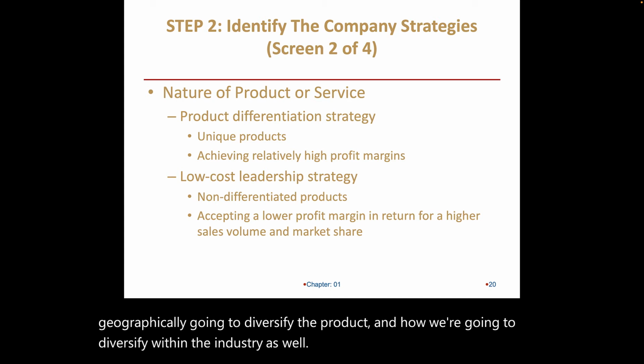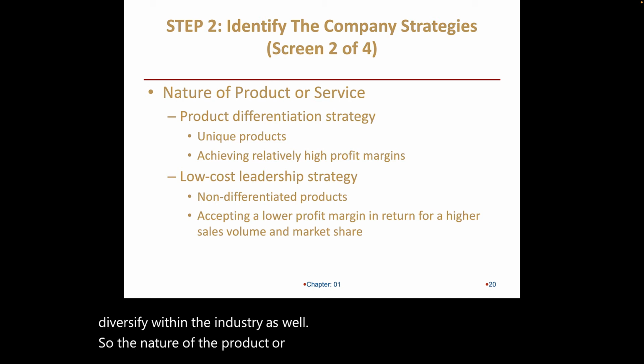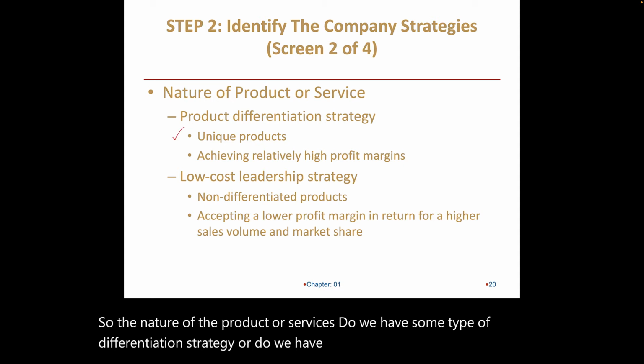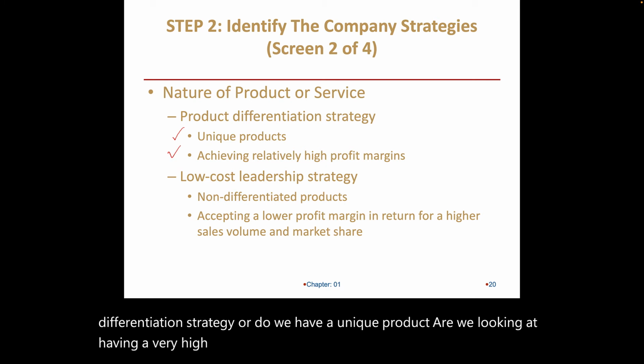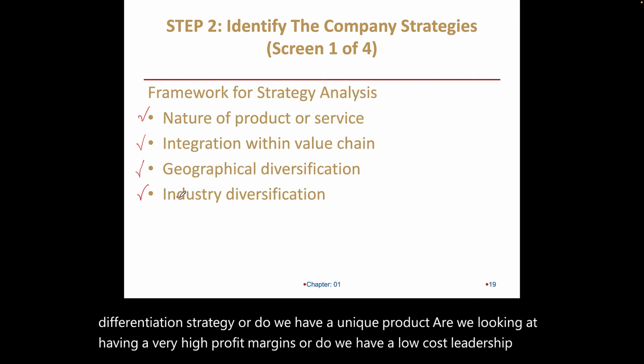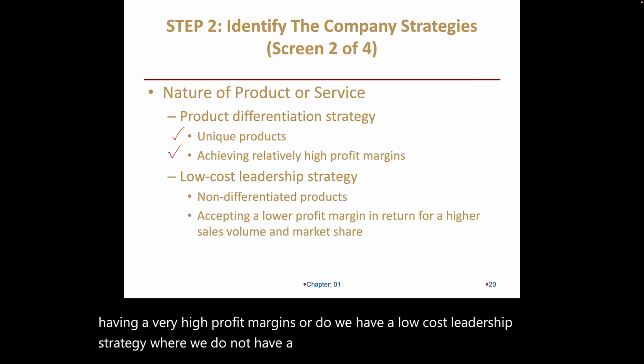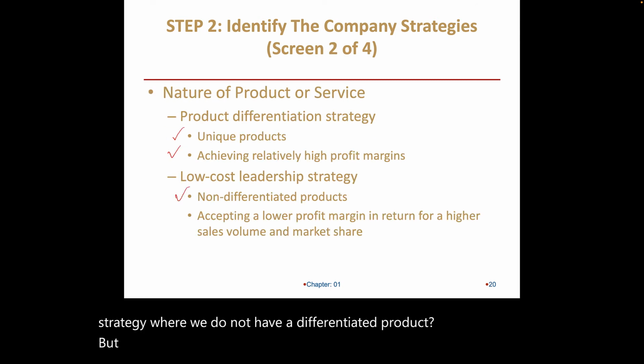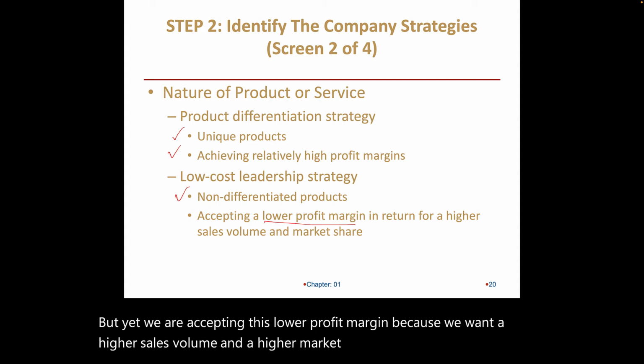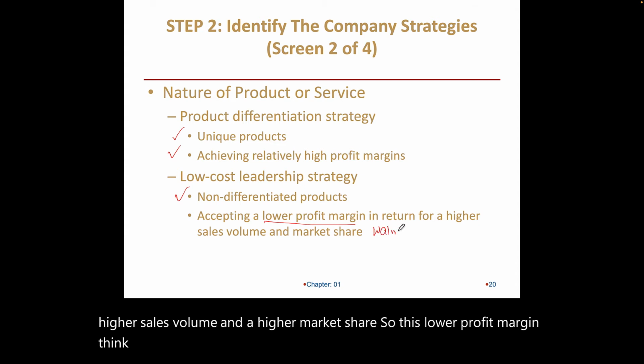So the nature of the product or services: do we have some type of differentiation strategy? Do we have a unique product? Are we looking at having very high profit margins? Or do we have a low-cost leadership strategy, where we do not have a differentiated product, but we're accepting this lower profit margin because we want a higher sales volume and a higher market share? For this lower profit margin, think of Walmart here.